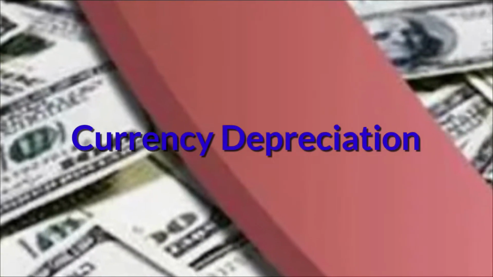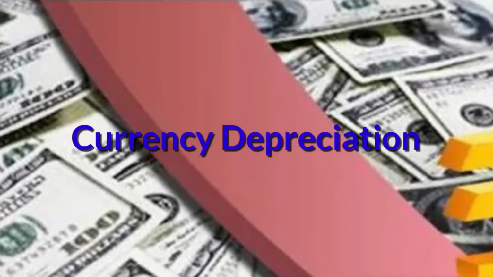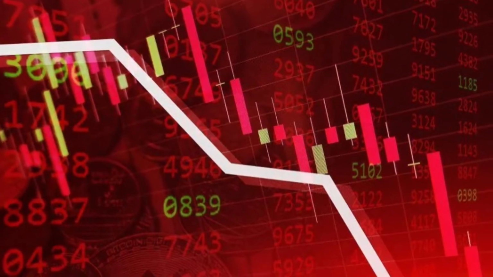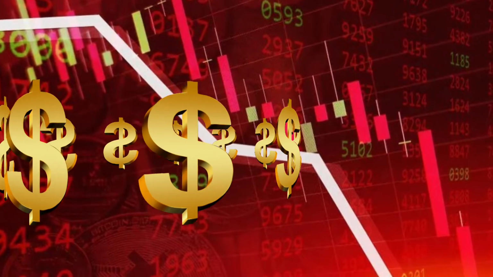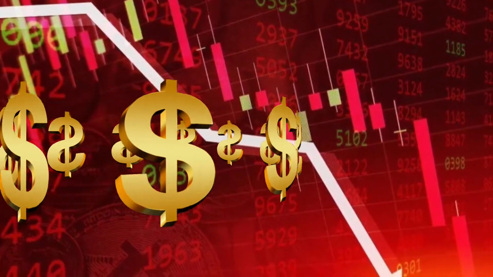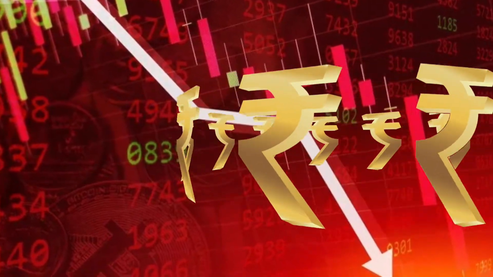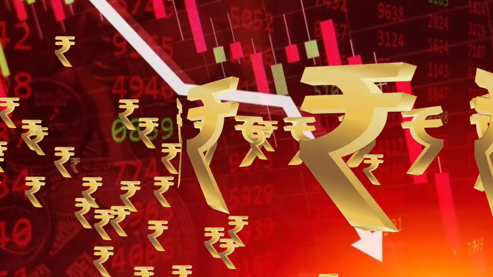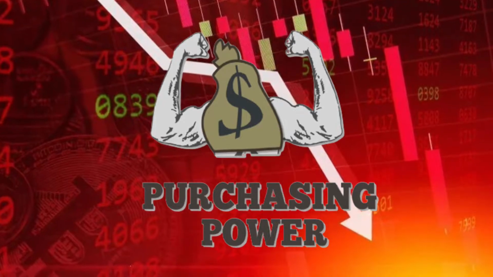Currency depreciation is a fall in the value of a currency in terms of its exchange rate versus other currencies. In this case, we are discussing the depreciation of rupee against dollar. In other words, if you wanted to buy a dollar in January this year, it would have cost you 74 rupees. But if you want to buy the same dollar today, it will cost you 79 rupees. So the purchasing power of rupee has depreciated by almost 6%.